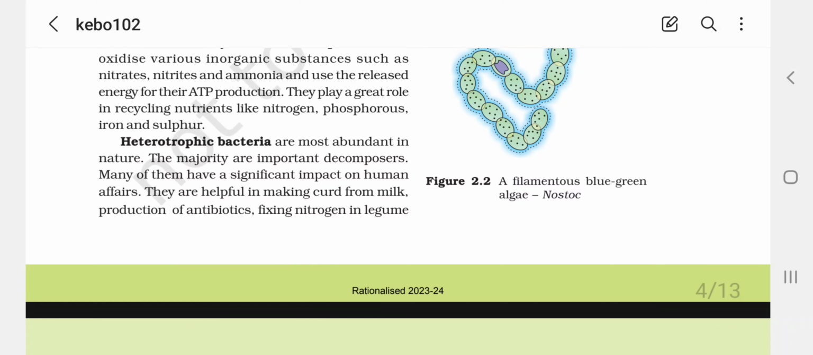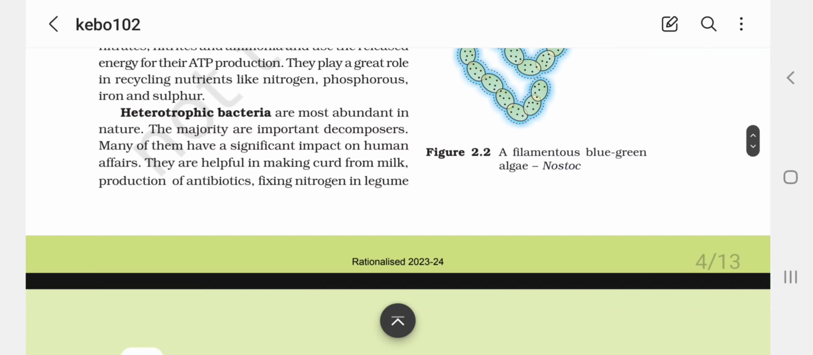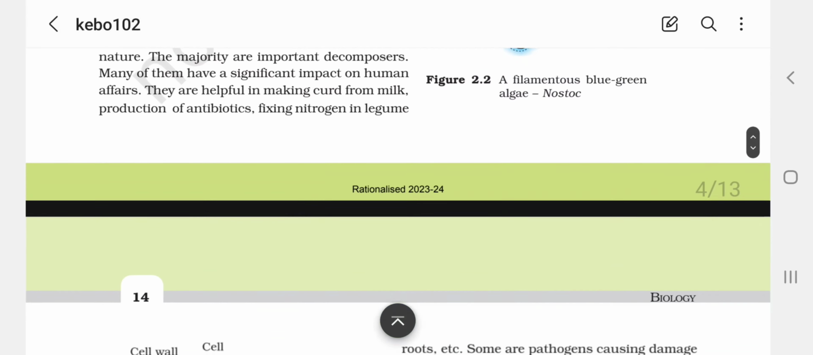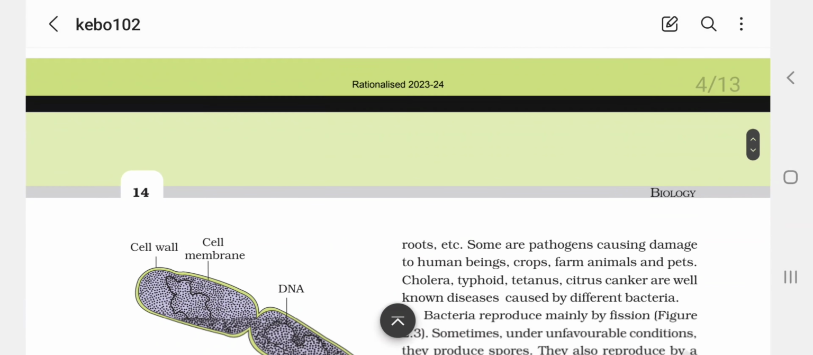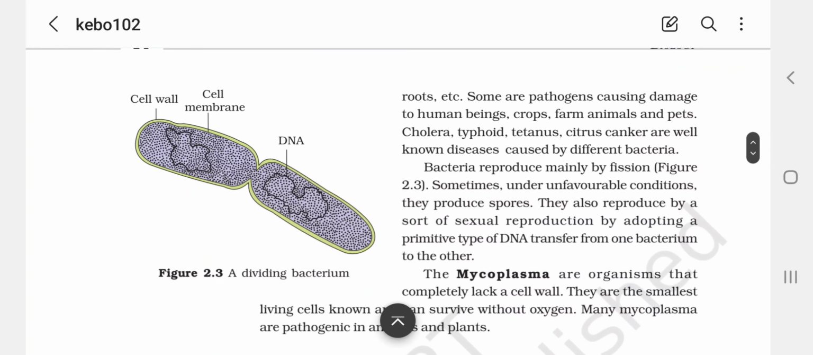Heterotrophic bacteria are most abundant in nature. The majority are important decomposers. Many of them have a significant impact on human affairs. They are helpful in making curd from milk, production of antibiotics, fixing nitrogen in legume roots, etc. Some are pathogens causing damage to human beings, crops, farm animals, and pets.